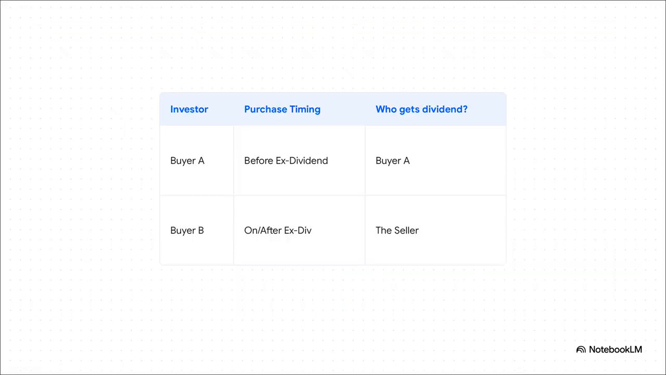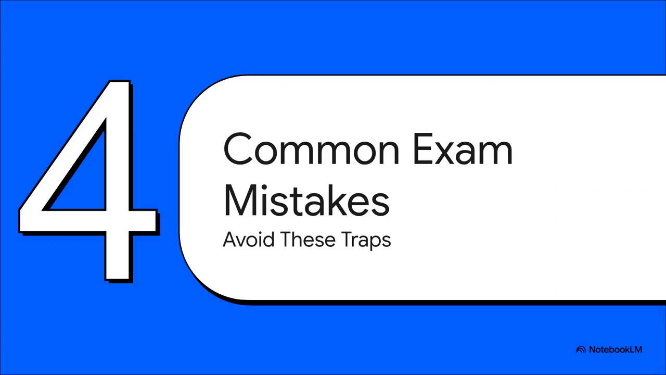Let's solidify this with a quick comparison. Say buyer A makes their purchase right before the ex-dividend date. Because they beat that cutoff, their transaction fully processes by the date of record and buyer A gets the check. Awesome for them. Now what about buyer B? They bought the stock on the ex-dividend date. They were too late. Their name is simply not going to be on TechCorp's books in time. So buyer B gets nothing, and the seller receives the dividend, all because the seller was still the recognized owner when that cutoff hit.